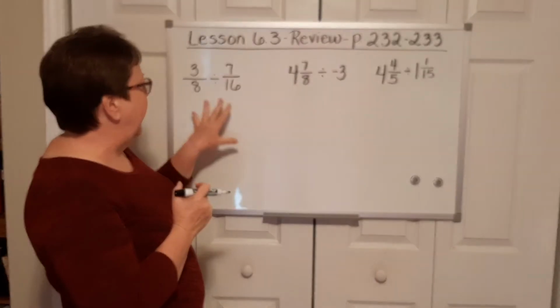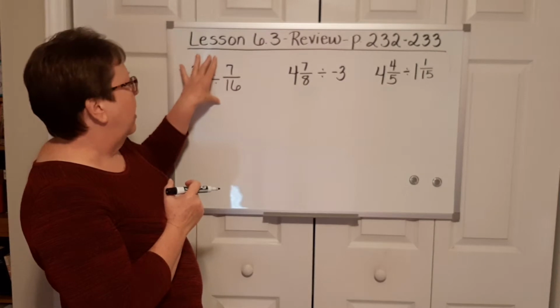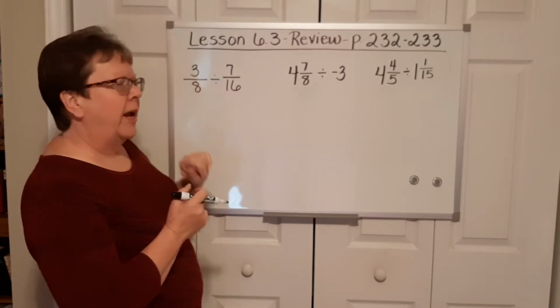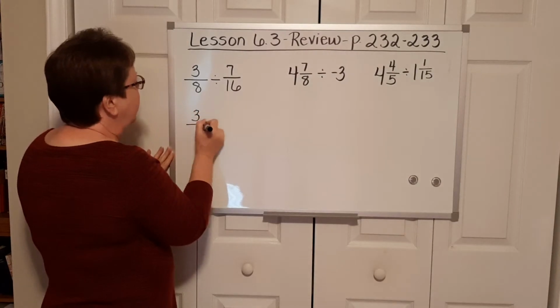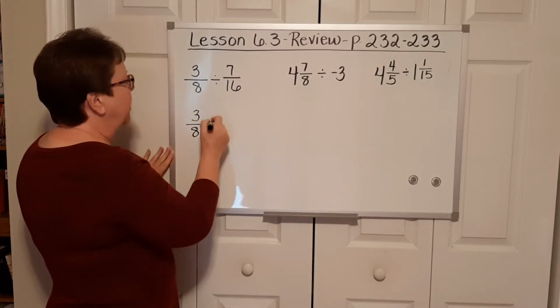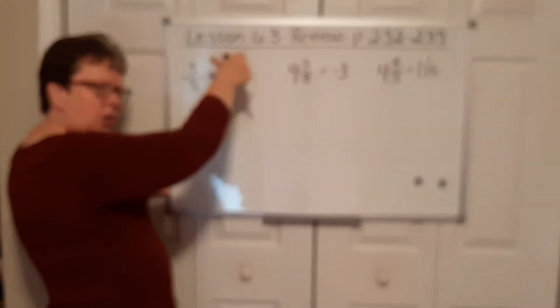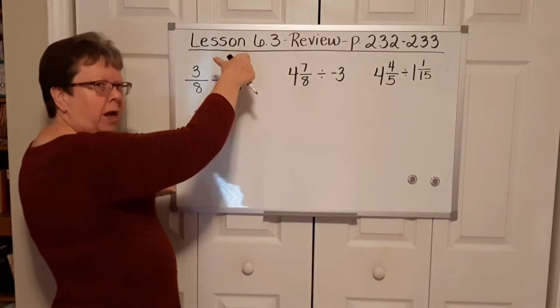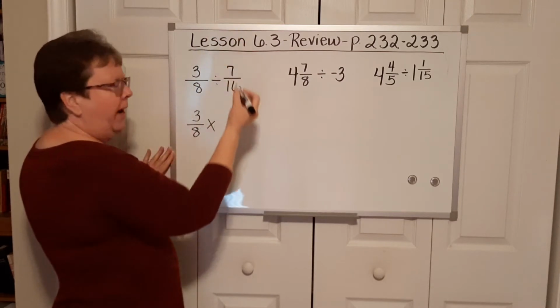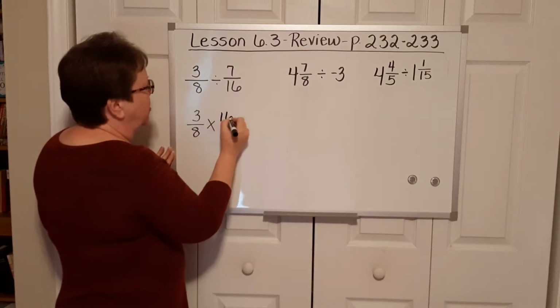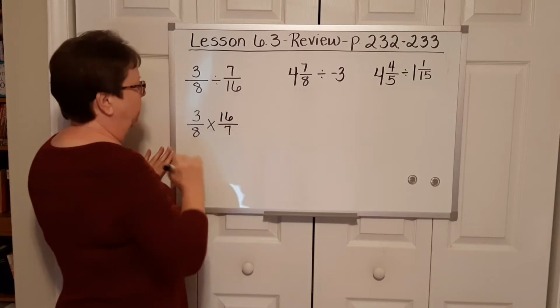Okay, now when you have two fractions and you're dividing, here's what you do. Pretty simple. 3/8. Copy that over again. Let's change it to multiplication, and then we're going to invert, which another word I taught you is just flip it. Flip that fraction upside down. So we're going to do 16/7.